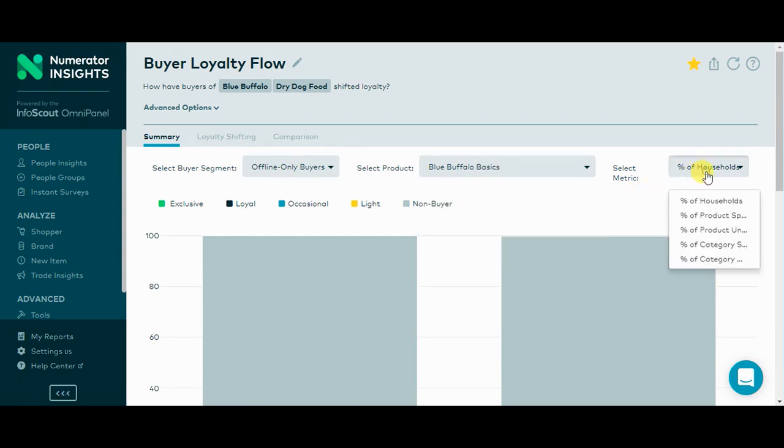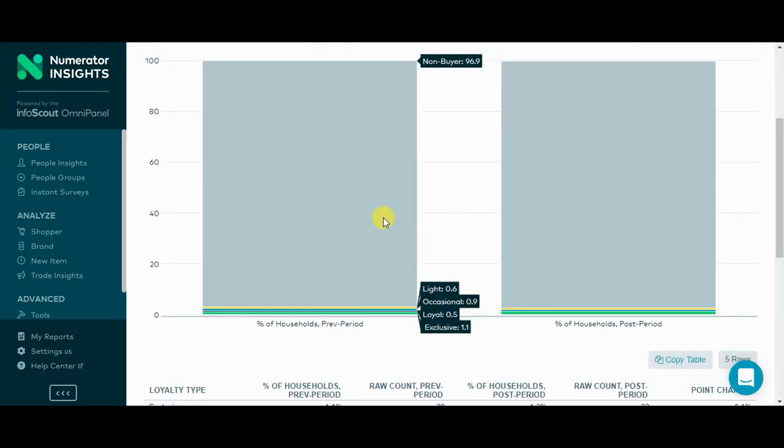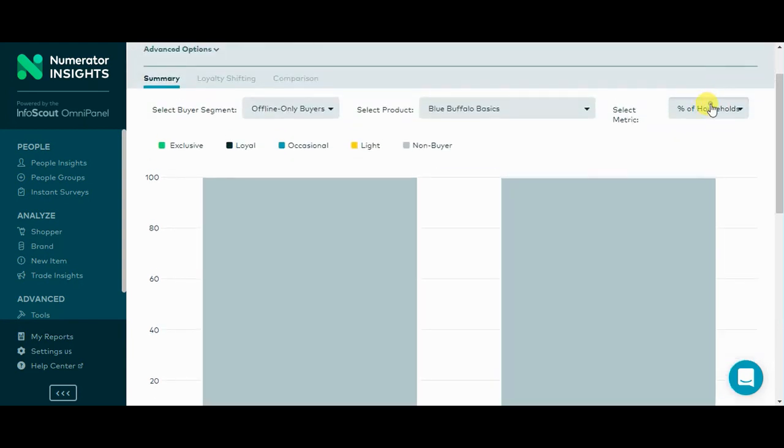So if I leave it at percent of households for now, if I scroll down, we'll be able to see 97% of people in the previous period were non-buyers. Our highest percentage was 1.1% of households are what we consider exclusive. So they only purchase Blue Buffalo dry dog food. If I look in the post period, we have increased that exclusive to 1.2. Our total non-buyers 97.2. But let's take a look at a different metric.